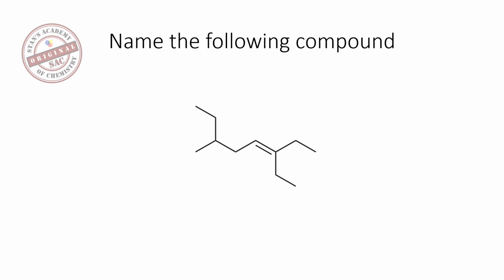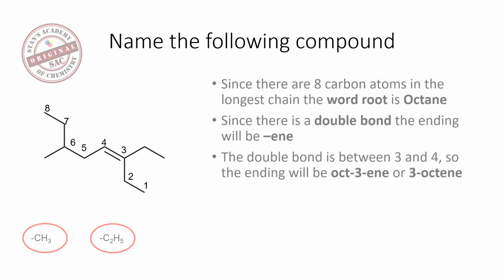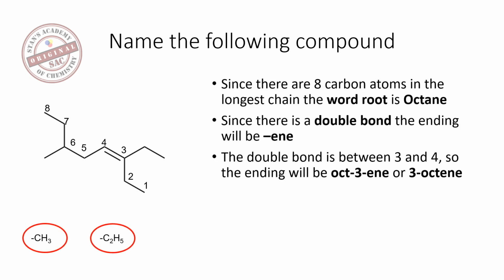So in this case, there are 8 carbon atoms in the longest chain. It's not necessary that the longest chain should be horizontal. That is why I have chosen this example. So if you identify the longest chain, the first carbon atom, we will number it as 1, and it goes all the way to 8, and between 3 and 4 there's a double bond. So the word root will be oct since there are 8 carbon atoms in the longest chain. Since there is a double bond present, the ending for the name of the compound would be ene. So it means it is octene. Position of the double bond is between 3 and 4, so we will call it oct-3-ene or 3-octene.